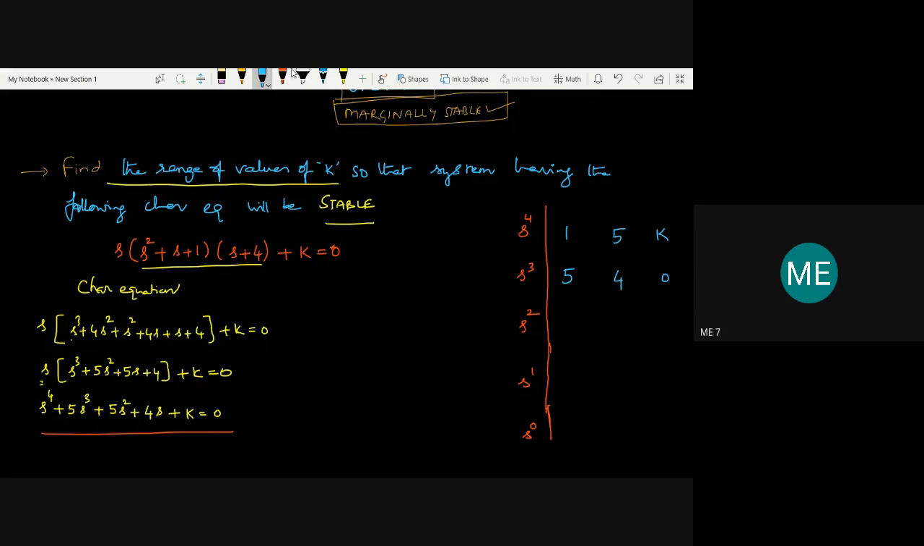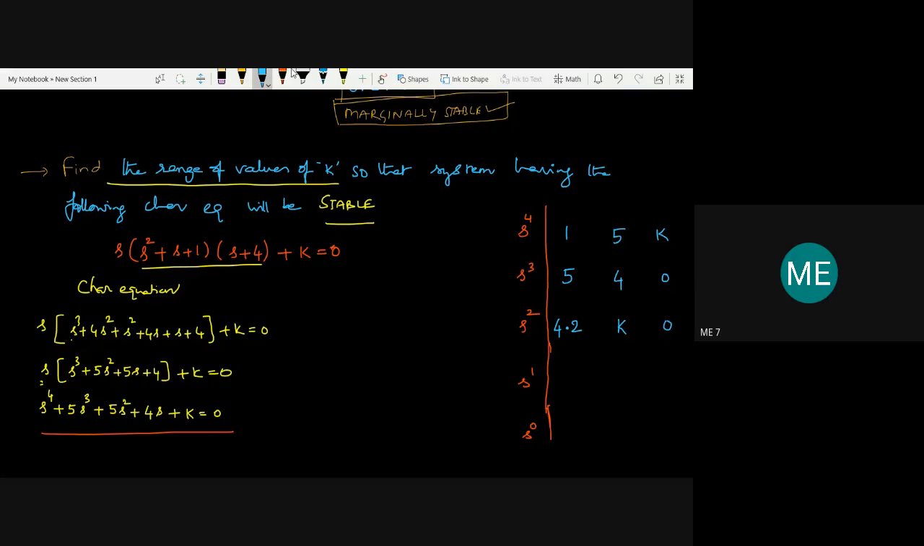So what are the s square coefficients? 5 into 5 is 25, minus 4, 25 minus 4 is 21. So 21 divided by 5, I'll get 4.2. Then 5 into k minus 0, so 5k only. 5k divided by 5, I'll get k. And then this is 0.